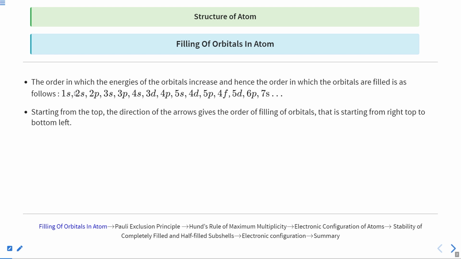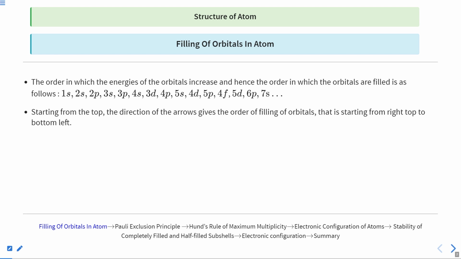Then we have 2s. It will have an n plus L value of 2. You can count it. n has a value of 2 and s has an L value of 0. So 2 plus 0 is 2. About 2p: p has an L value equal to 1 and n value 2. So 2 plus 1, 3. So n plus L is 3. Now 3s will also have the same n plus L value. I have told you that if two of them have the same n plus L value, then the one with the lower value of n is taken as lower energy. So out of 2p and 3s, 2p has a lower value of n, so it will fall before, then will come the 3s. Clear? Then again n plus L.